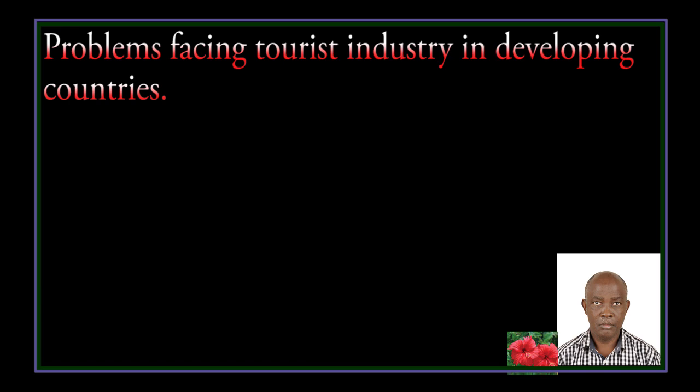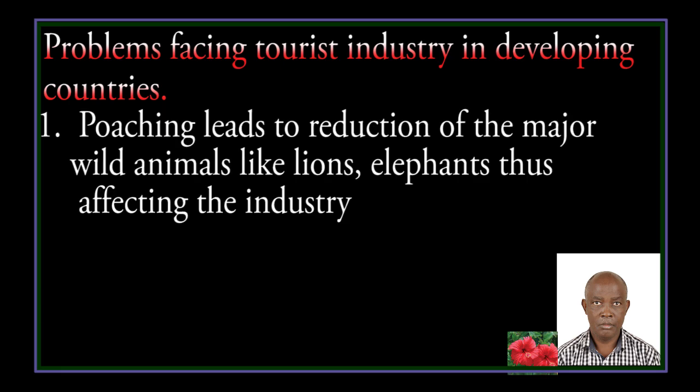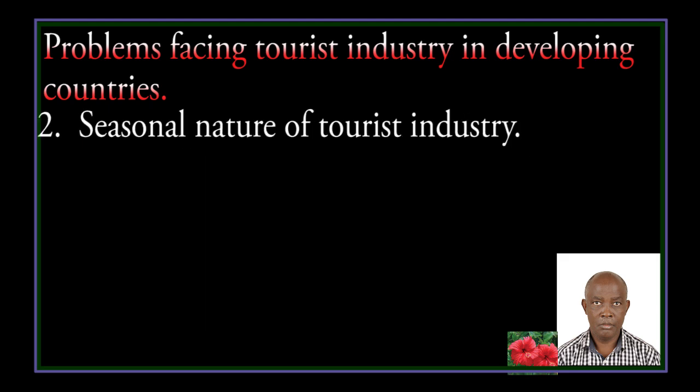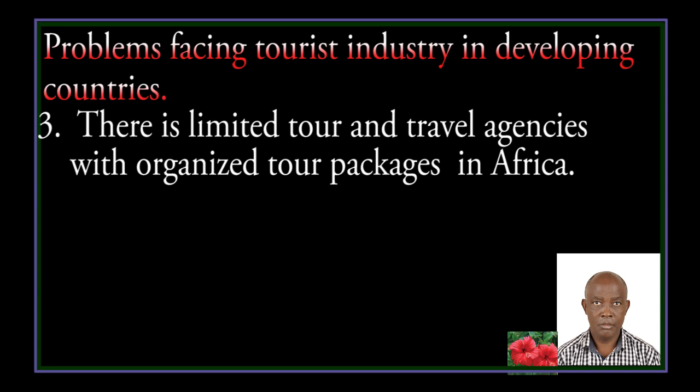Problems facing the tourist industry in developing countries. Poaching leads to reduction of major wild animals like lions and elephants, thus affecting the industry. Seasonal nature of the tourist industry. There are limited tour and travel agents with organized tour packages in Africa.